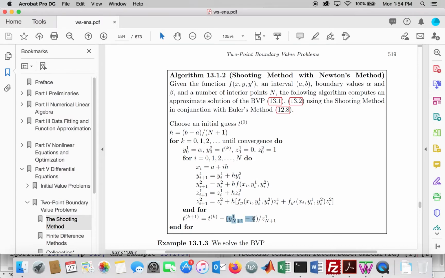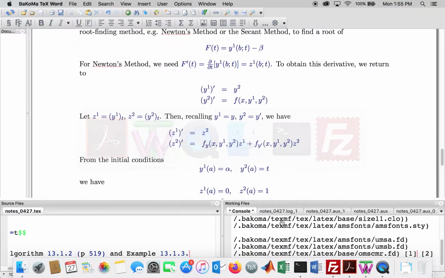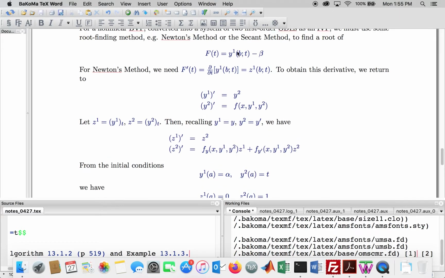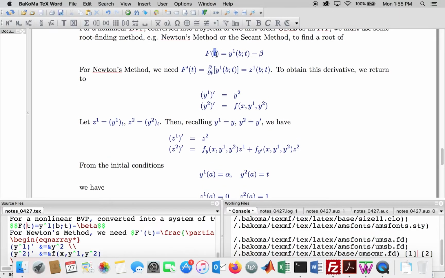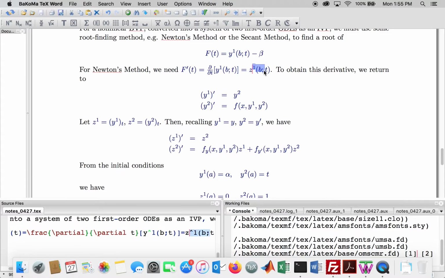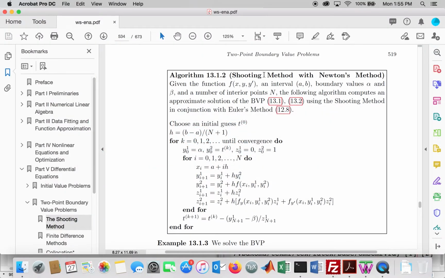So what's in parentheses here is the f value, so capital F of t, that was computed using this t value. Then we divide by the derivative. The derivative comes from z1, also evaluated at x equals b. So that corresponds to b's values right here. So this is what goes in the numerator, and this is what goes in the denominator. And then we just keep iterating.